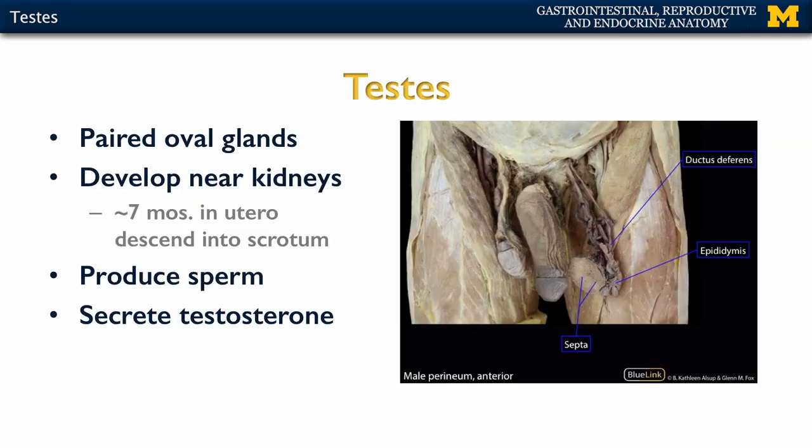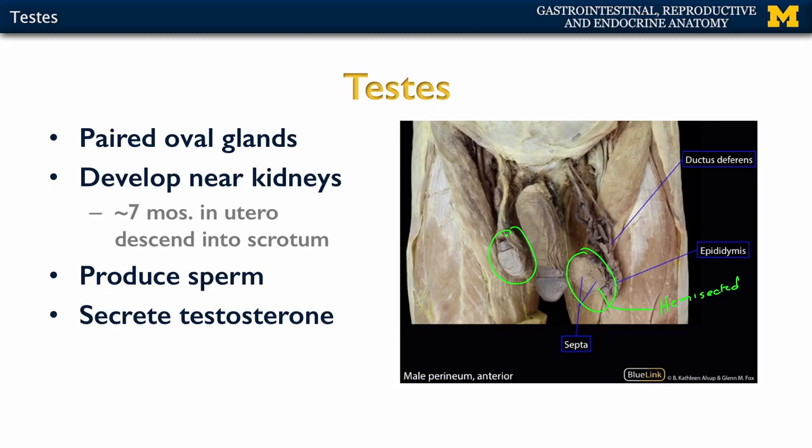Okay, so we're going to have paired oval glands. These are going to be the testes. One thing I want to point out, because I know you're going to be looking at the imagery here, is that this portion right here is what we refer to as a hemisected portion of the organ. So we're actually looking at the internal structure of the testes, whereas here we're looking at the actual coverings of the entirety of the testes.